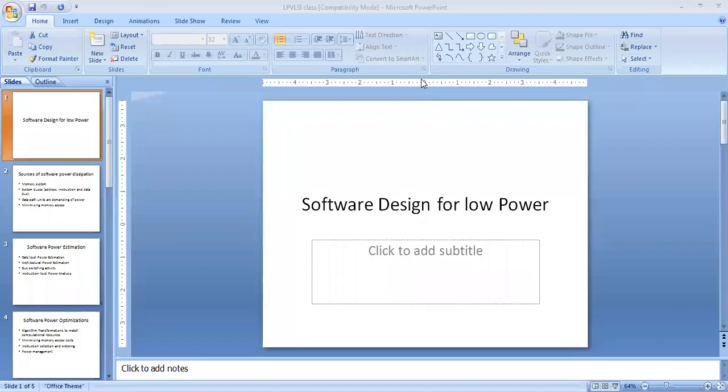Good morning, students. Today we are going to see the software design for low power. So far we have seen the low power design for only hardware architecture, but this topic is related to the software design for low power. You have to design your software in such a way that it consumes low power. So what are all the parameters associated with the software design for low power? That is what we are going to see under this topic.